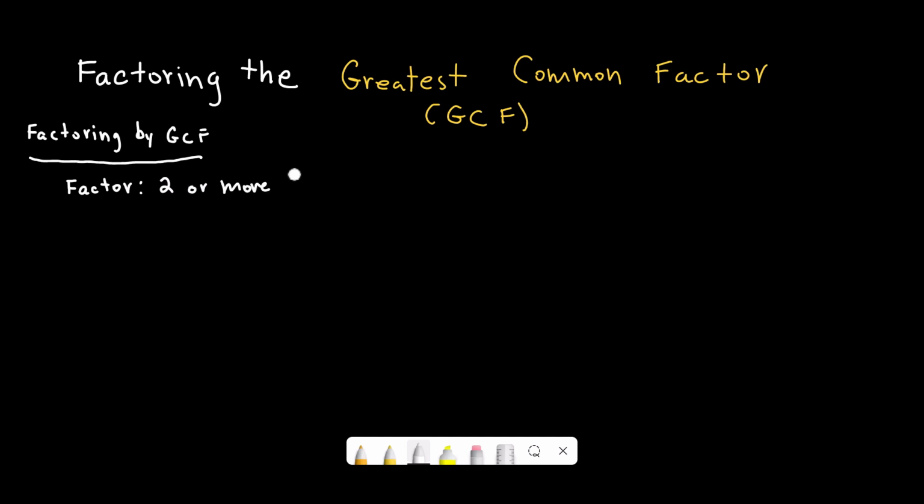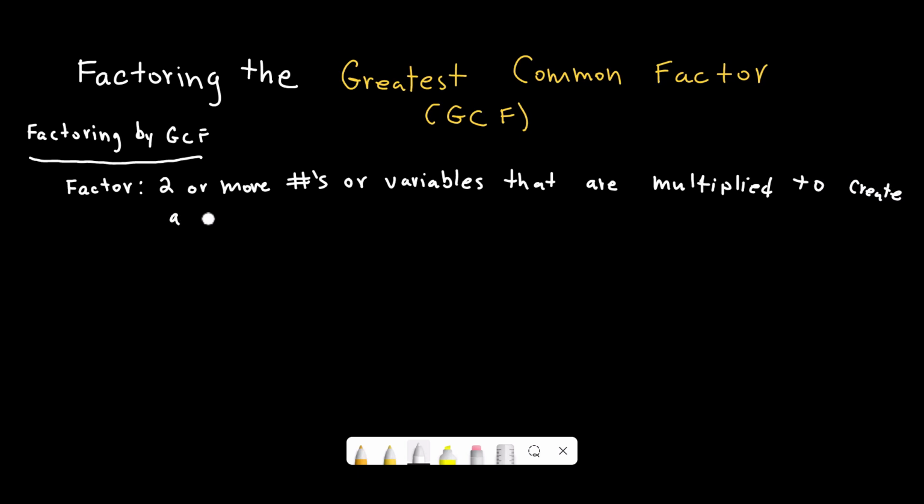The definition of factor is two or more numbers or variables that are multiplied to create a term. So now you have the definition of factor: two or more numbers or variables that are multiplied to create a term. Let's look at an example.